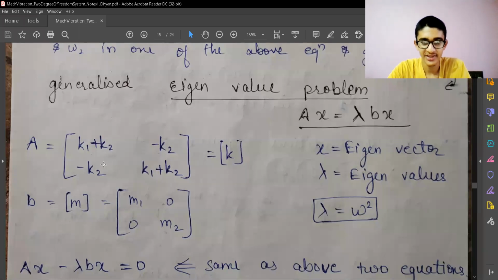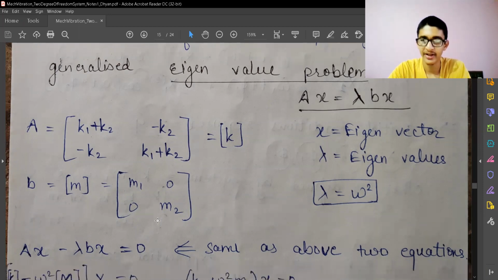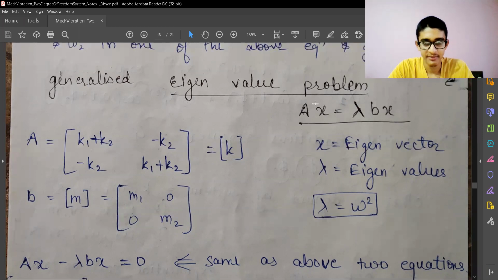So it's better to understand the given question first and then use the same type of matrix form to solve and get the eigenvectors and eigenvalues. The eigenvectors are the normal mode shapes and the eigenvalues are the same as the squares of the frequency. So now we are going to convert our given equation of motion into Ax is equal to lambda Bx form.